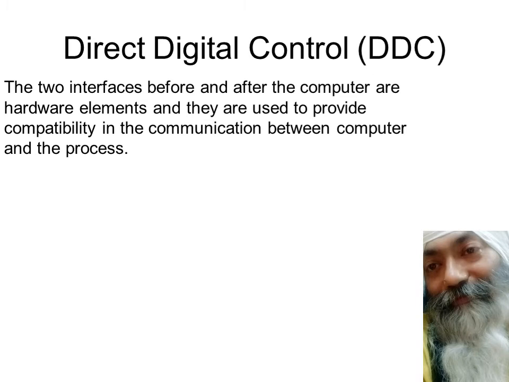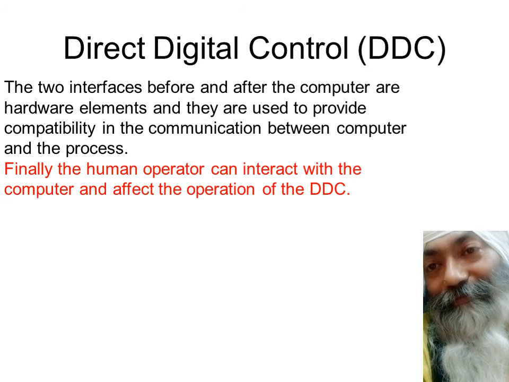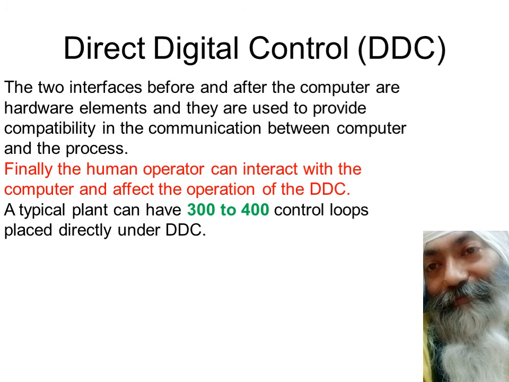So the interfaces, as we had seen in the figure, before and after the computer, are hardware elements. They provide compatibility in communication between the computer and the process. The process may give analog outputs while the computer receives digital, so you need level conversion and format conversion from analog to digital, and then back from digital to analog when you move from the computer back to the process. And we have the human operator, who can interact with the computer and affect its operation through the human operator console. So this is what we had seen in the block.